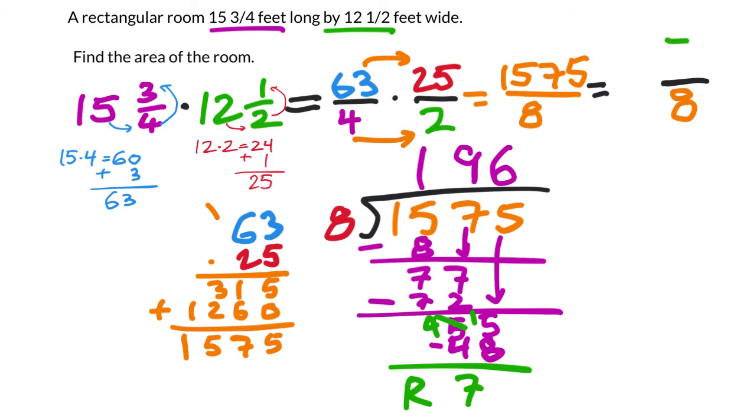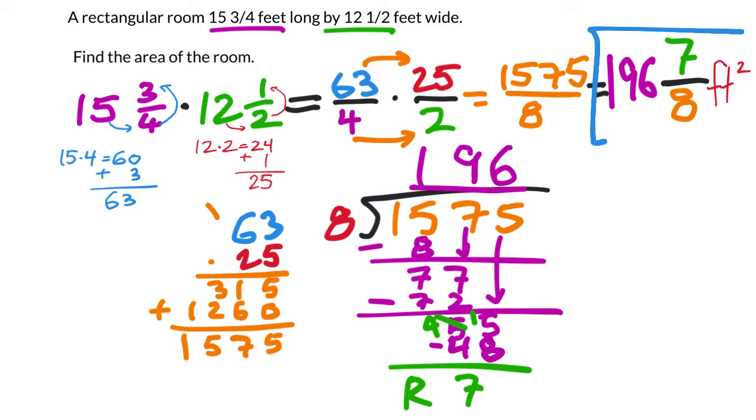So I see the remainder is 7. That's the numerator in the fraction part of the mixed number. And then the quotient, 196, is the whole number there. I just need a label on that one. Let's see if I can fit this in there. I'll put it in feet squared. That's a little bit narrower. Is that a word, narrower? But yeah, that's the answer right there for this one. 196 and 7/8 square feet.